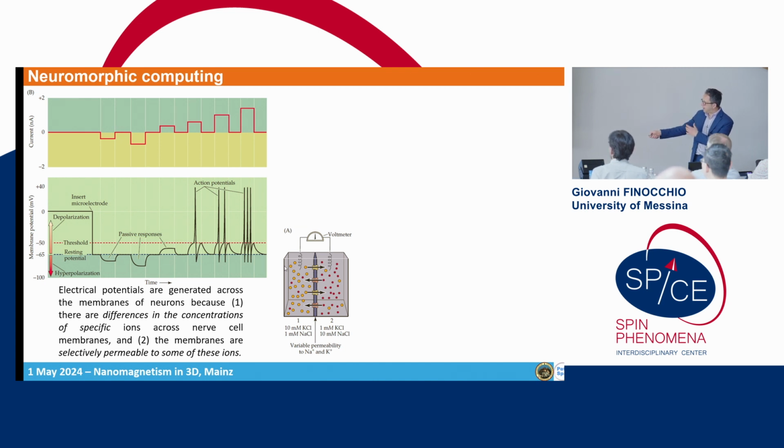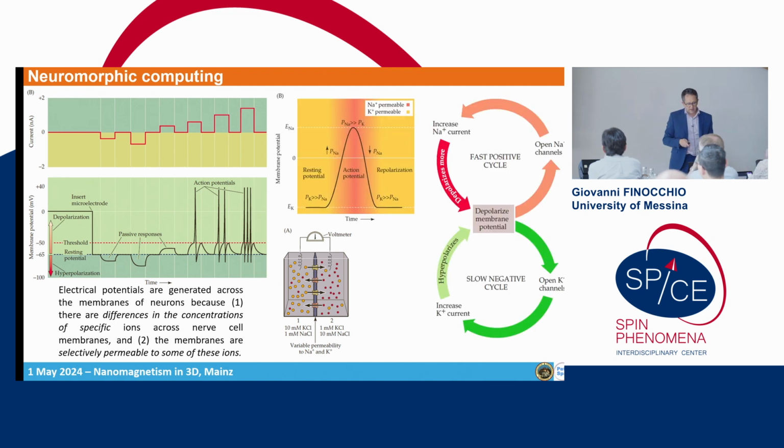You have a membrane which separates, on one side, the majority of potassium ions, and on the other side, the majority of sodium ions. And then you have this negative voltage. As the voltage increases from an external source, the permeability of this membrane changes. Then the potassium ions move to the other side, and the sodium ions move to the side of the potassium ions.